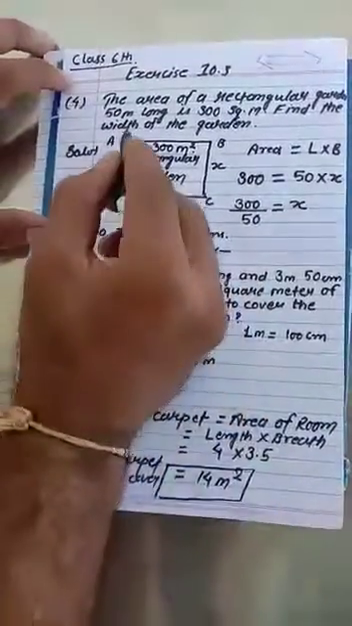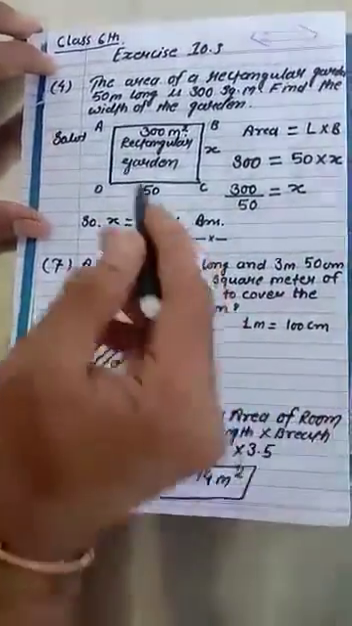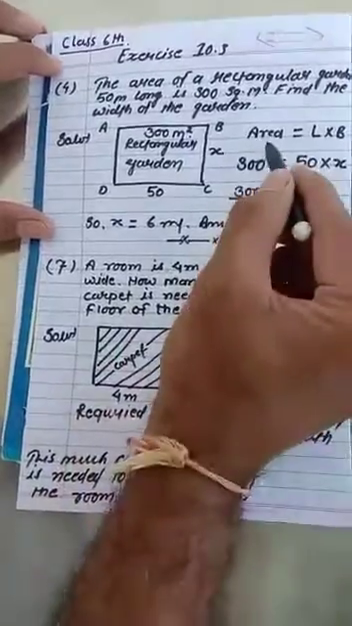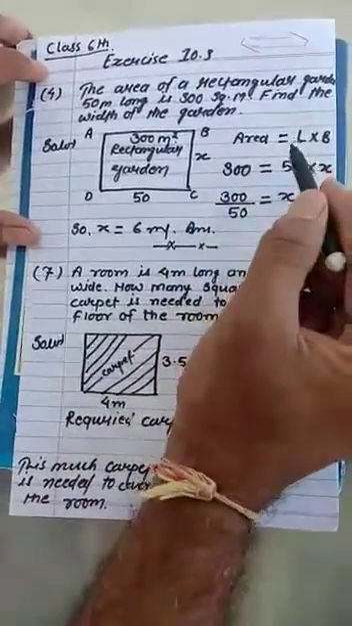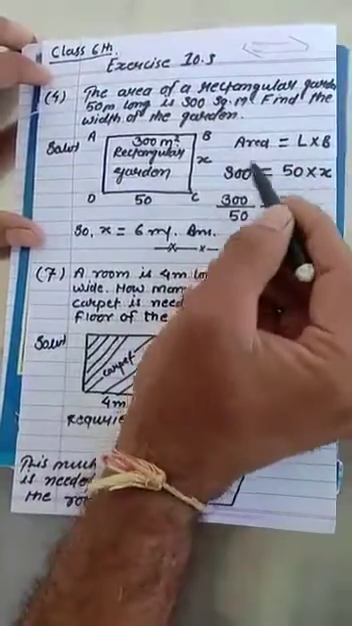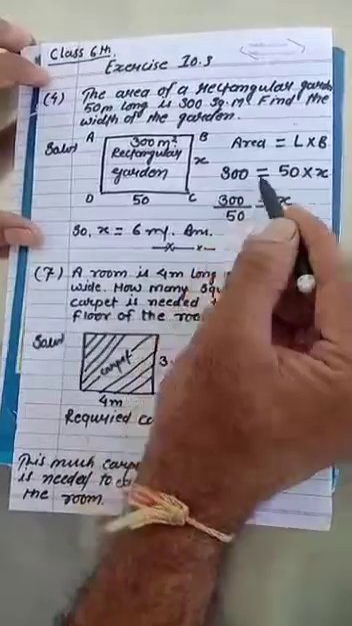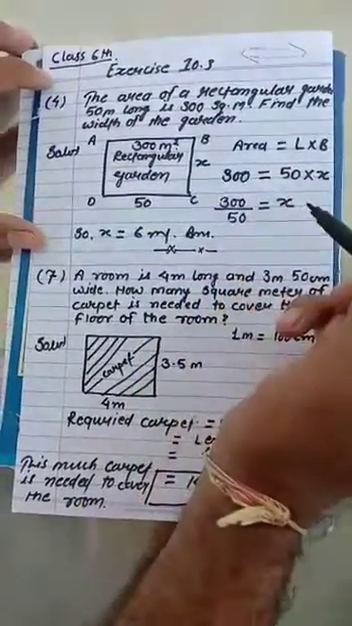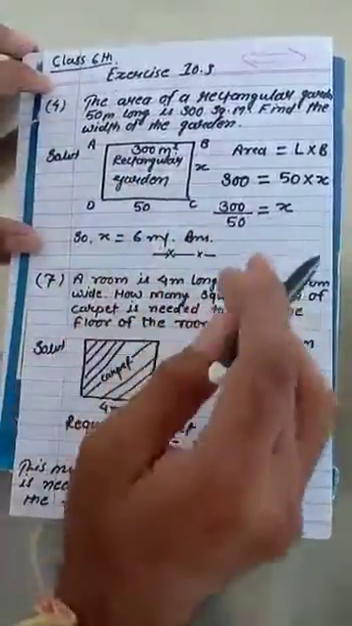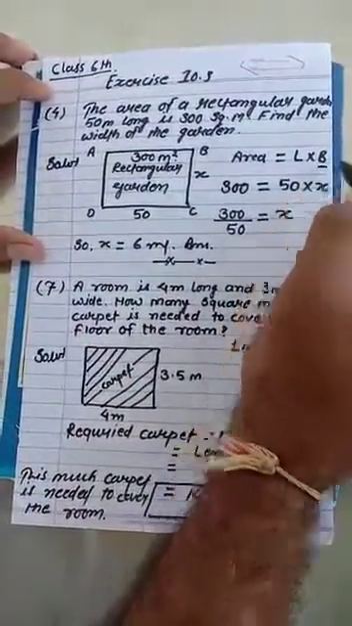So basically if the garden is rectangular and its area is given, we can find the area of a rectangular part. The area of a rectangular garden will be length into breadth. Here both are mentioned: the area is 300 meter square and the length is 50 meter. We just put the values given in the question, and after putting the values we can find the value of the breadth.